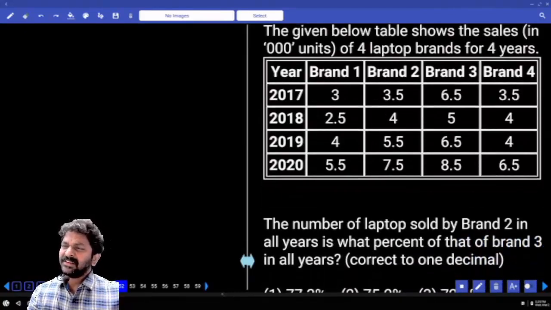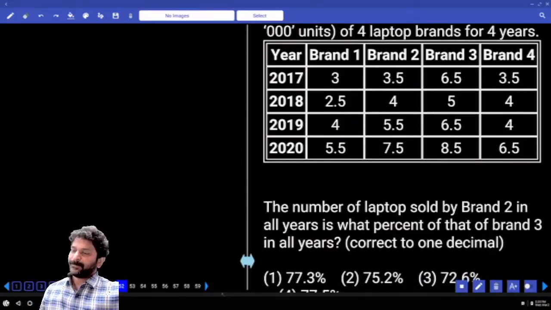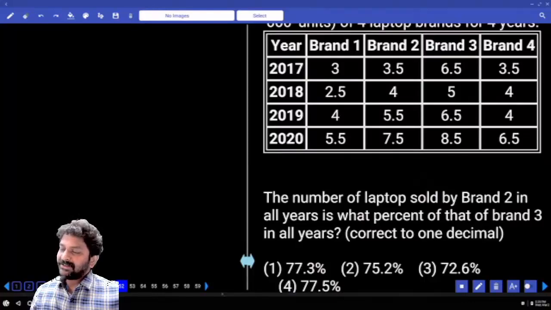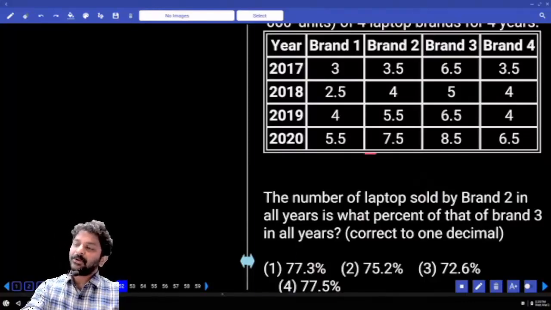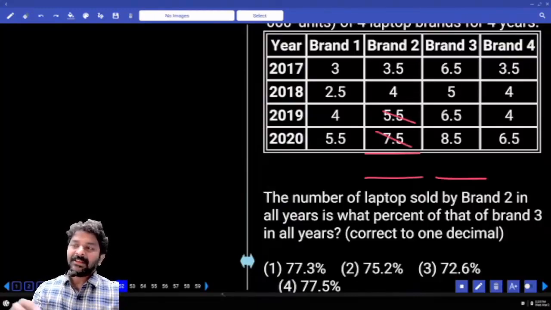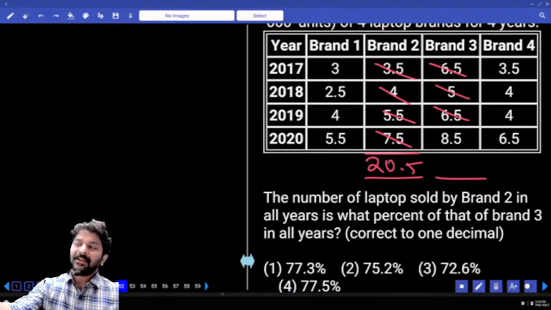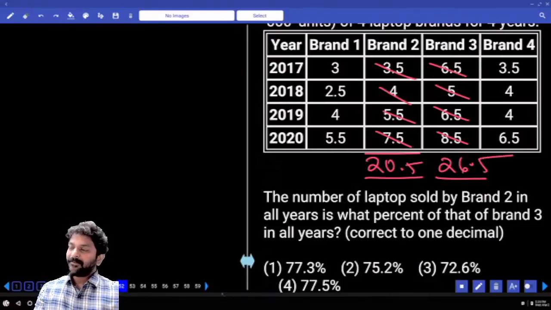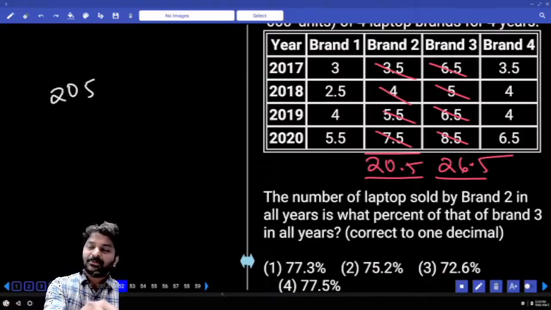Given the table shows the sales in thousands of units for 4 laptop brands over 4 years. The number of laptops sold by brand 2 in all the years is what percent of brand 3 in all the years? Brand 2 total and brand 3 total we need. 5.5, 7.5, 13, 17, 20.5. 6.5, 6.5, 13, 13 plus 5, 18, 18 plus 8.5, 26.5. So brand 2, which I'll write as 20.5 by 26.5 percentage into 100.